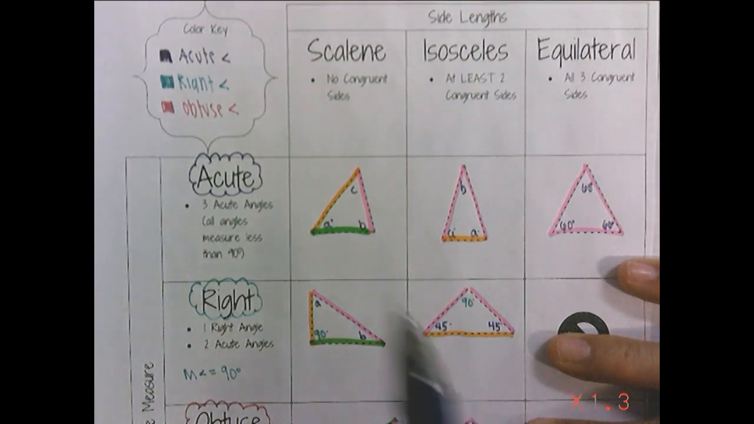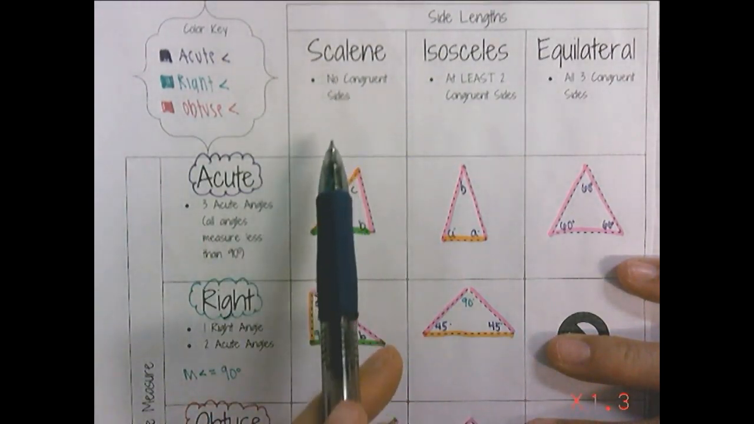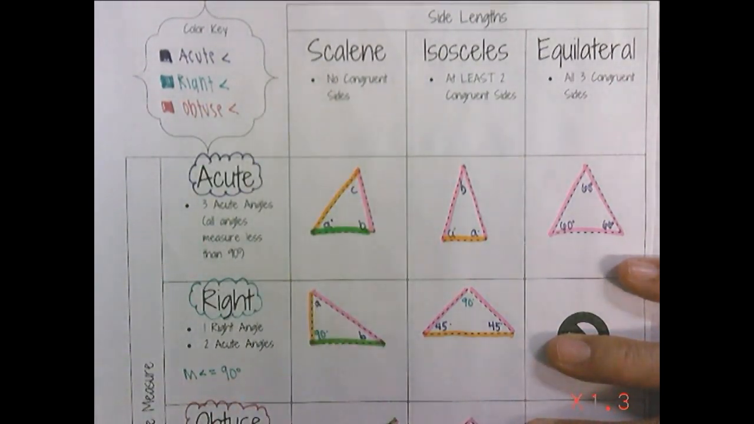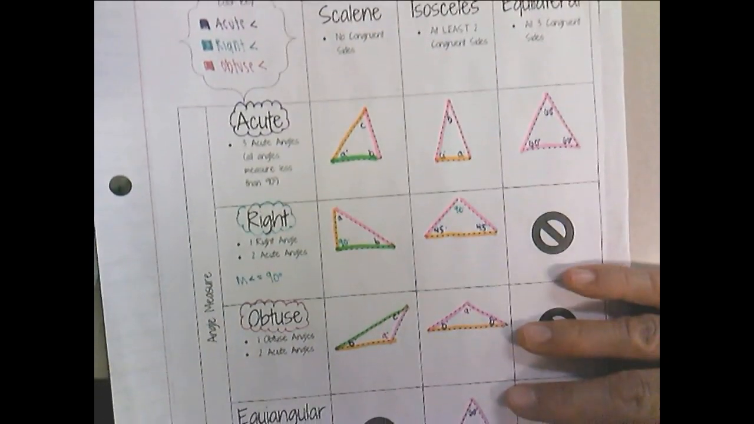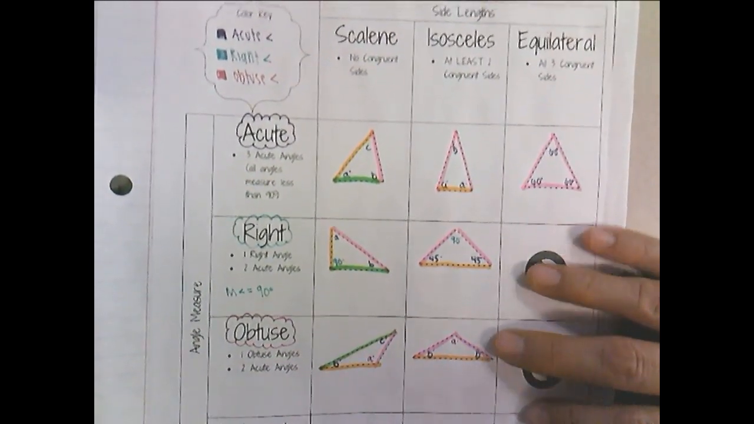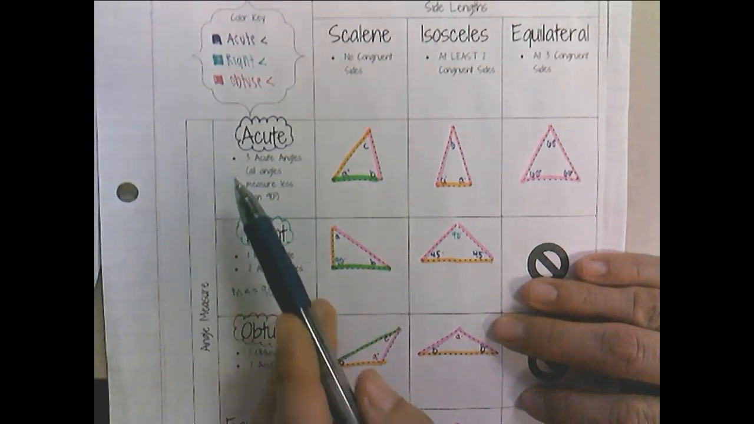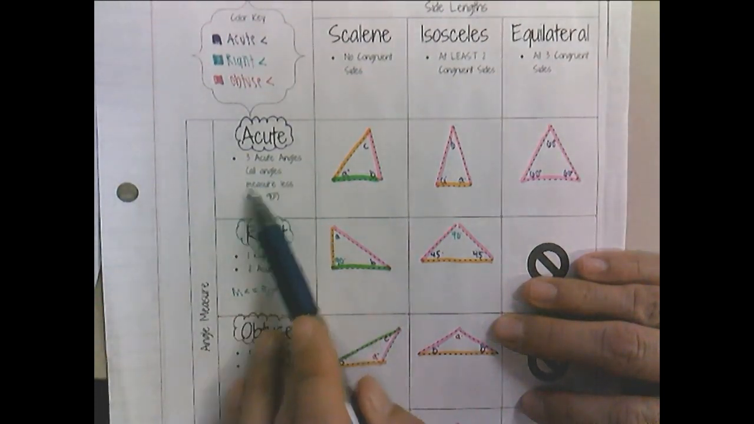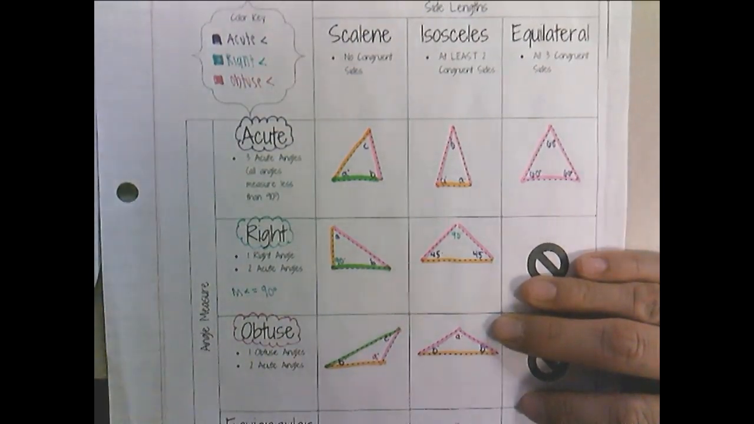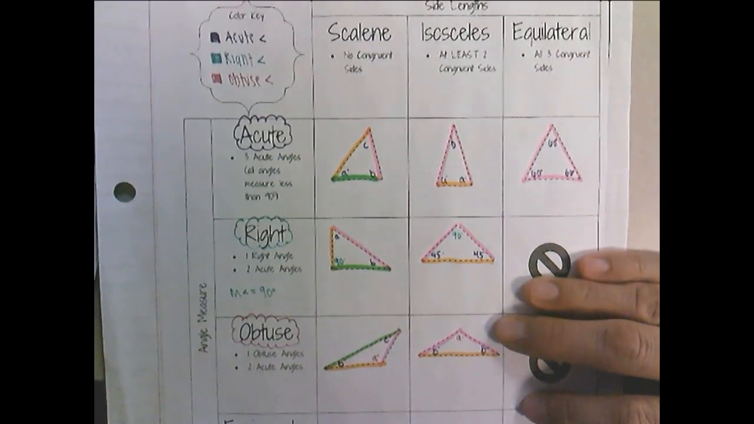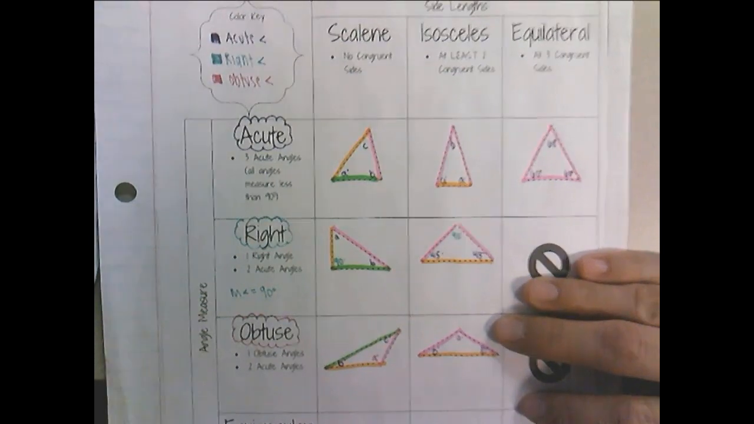So what we're going to talk about here is scaling. Scaling means that no sides are congruent. You can have three different types of scaling triangles. Let me zoom out a little bit so you can get a better image here. You can have an acute scaling triangle, meaning that all the angles are less than 90 degrees. Now let's see if we can get it to focus better. I guess that's a little bit better.